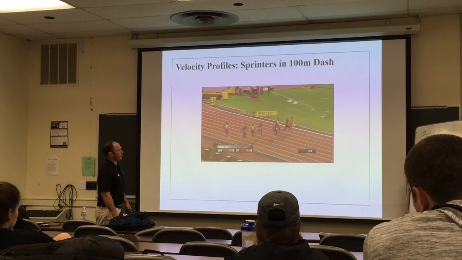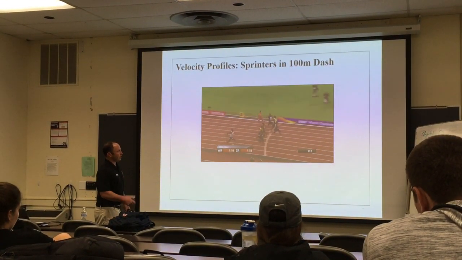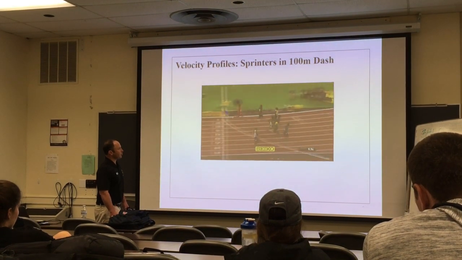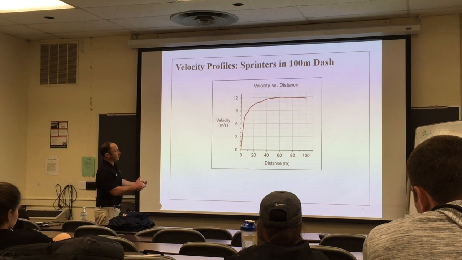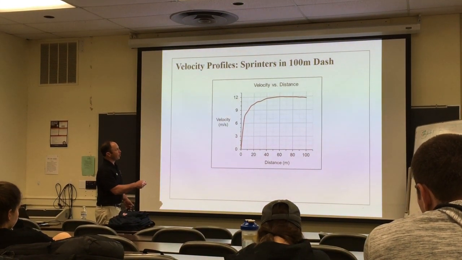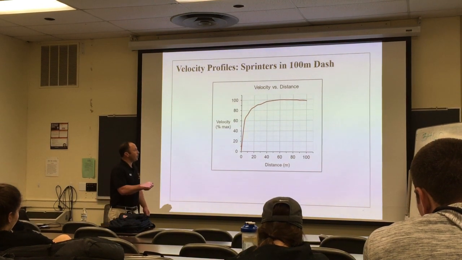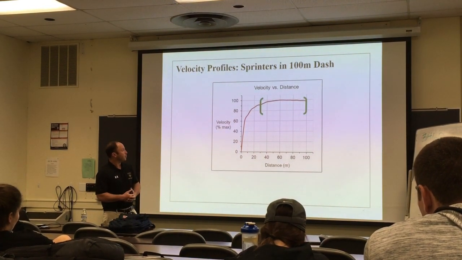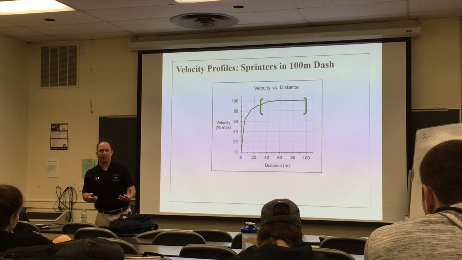These are obviously some of the fastest guys in the world. This is the one race that Usain Bolt ever lost at the end of his career. We look at a velocity profile of the 100-meter dash, and we see the same sort of pattern. They're really accelerating for the first 20, 30 meters or so, and then by about 30 meters, they're at basically top speed.